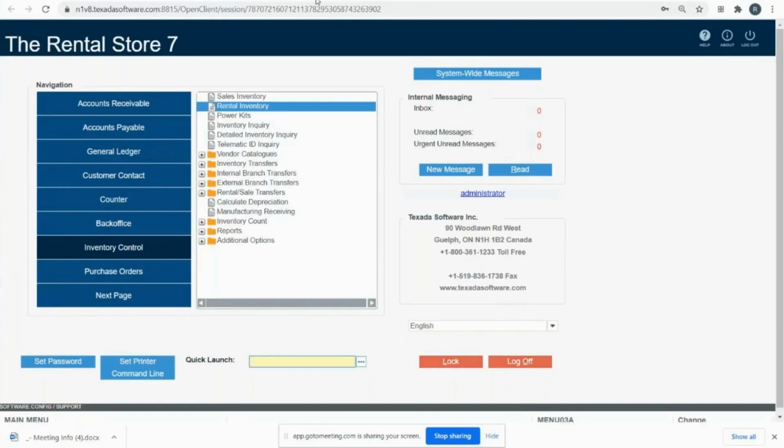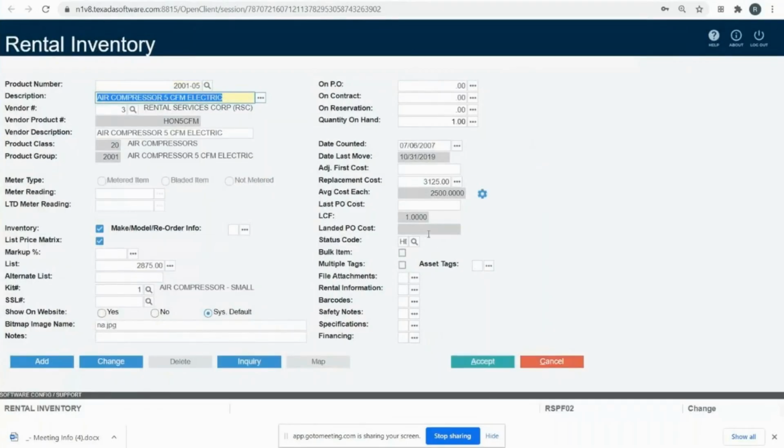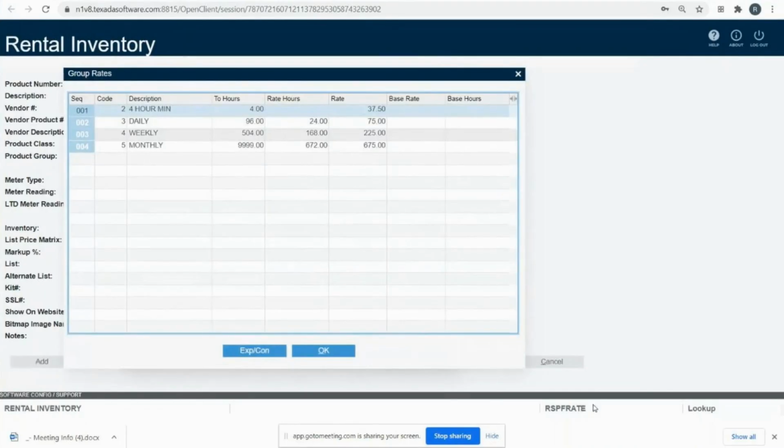So where do you actually find that information? So let's go find an asset. So let's go with asset 2001-05, which is an air compressor. Let's go look at our rates. And we use group rates. So these are our standard rates. So we get a 4 hour, a daily, weekly, monthly. But today we'll concentrate on the daily, weekly, monthly.